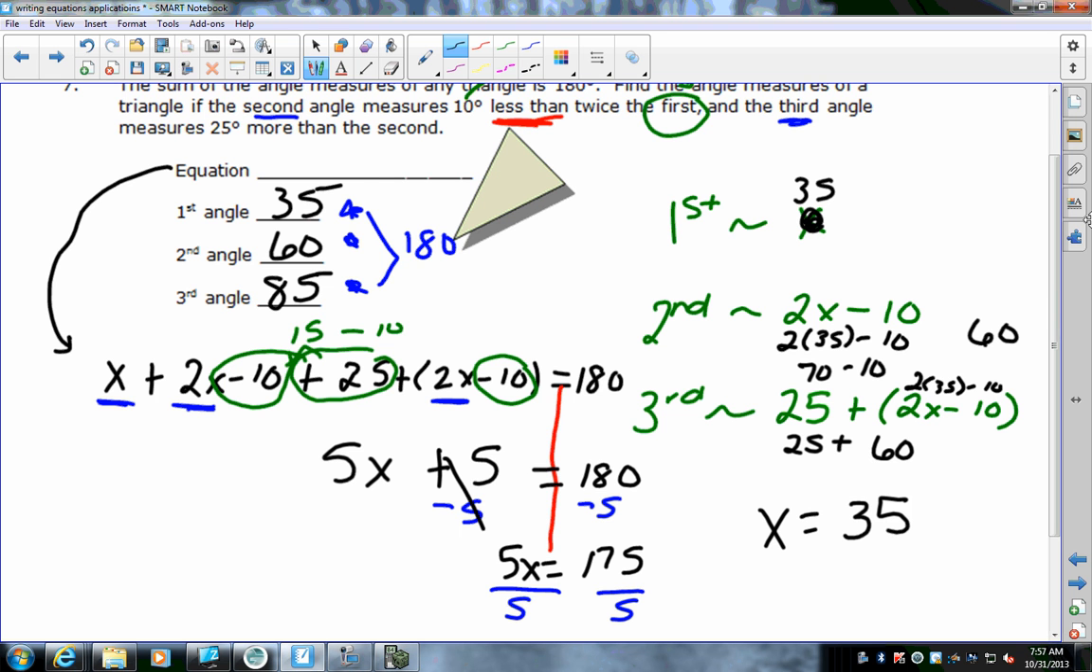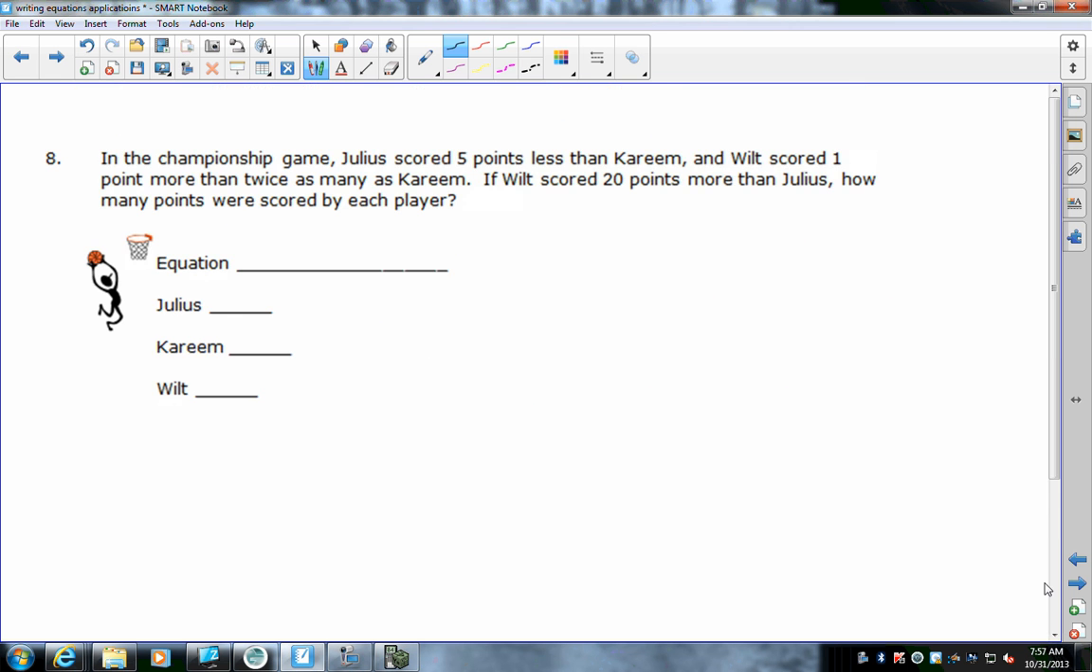All right, the last one on the notes page says in the championship game, I should say Mrs. Crawford scored, oh no, I got to score more than Kareem.